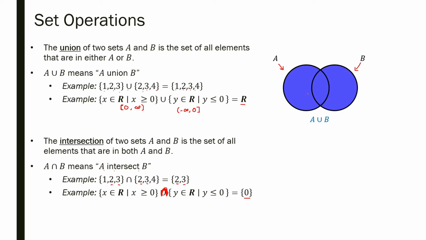So what would intersection look like? Well, intersection, again, this circle represents A, this circle represents B. Here's all the elements in A, here's all the elements in B. Where do they intersect? Just right here. Here's all the common elements. This would be A intersect B, just this shaded region right here.